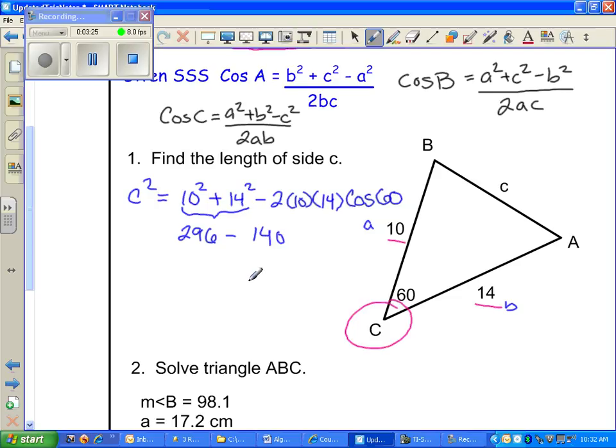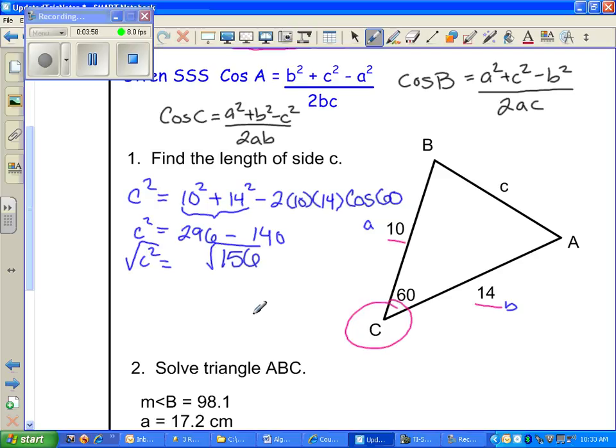I want you to not be worried if this ends up being a negative number. When you minus a minus, you'll be adding, okay? And it does happen sometimes, and the first time it happens, it always throws people off. 296 minus 140 is 156. So let me bring my C squared down. And then we would square root.